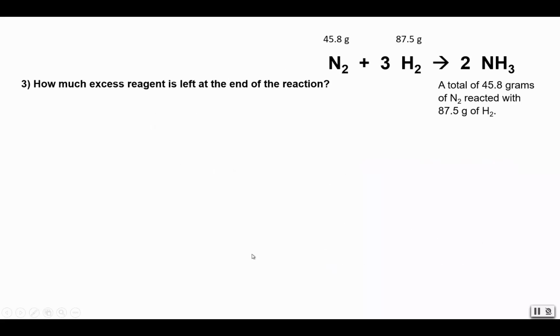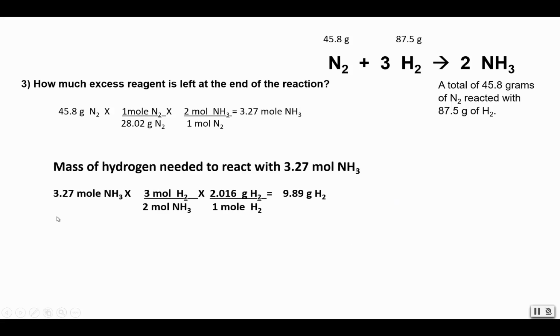How much excess reagent is left at the end of the reaction? I know how much I have of each. I know now that this is my limiting reactant, and I know hydrogen is my excess reagent. So if I know that the maximum amount that I can make of ammonia was 3.27 moles, right? That's the maximum amount I can make. I can work backwards and say, hey, I can only make 3.27 moles of this. So how many grams would I need of hydrogen gas to do that? And that's what I've done here.